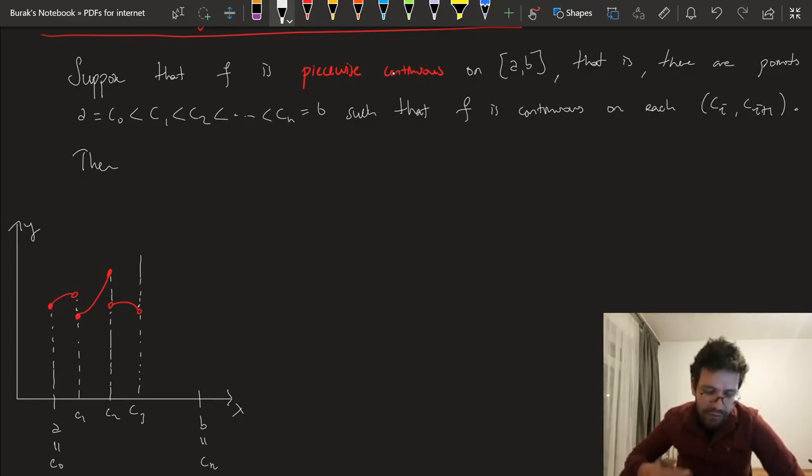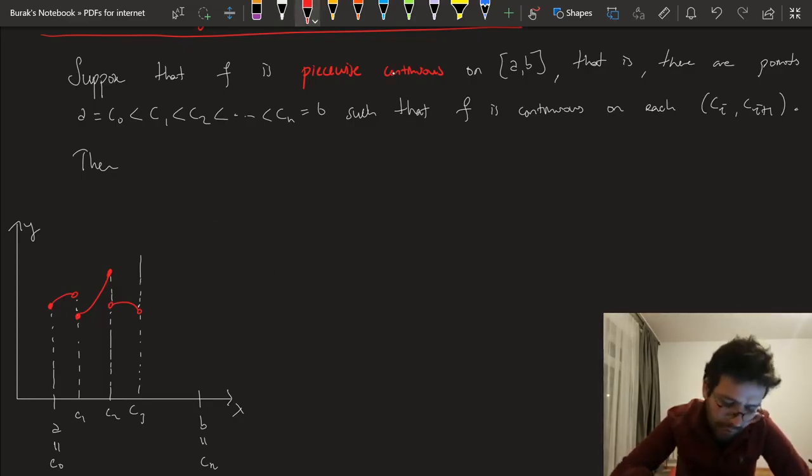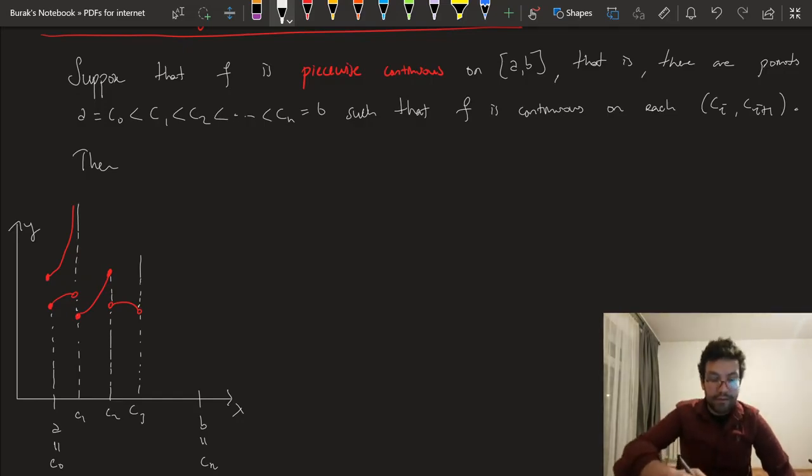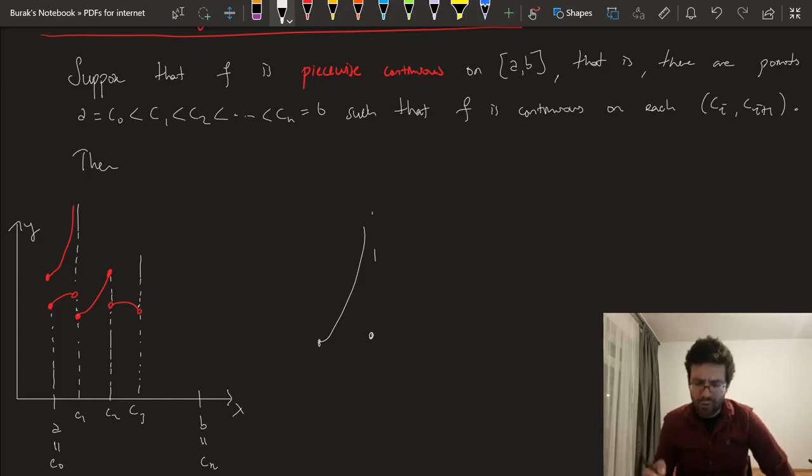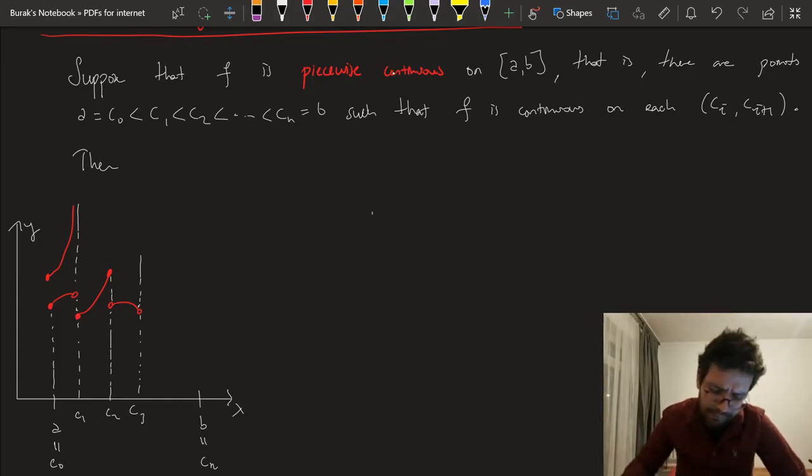Because I don't actually want my function to go up to infinity like this. Like if I use this definition, a function which goes like this, and maybe at this point is defined like that, this would also be piecewise continuous. I don't want that. I'm just going to modify this definition.